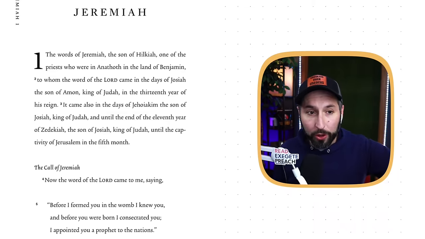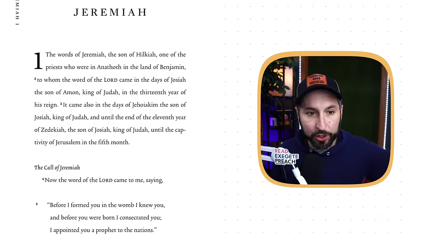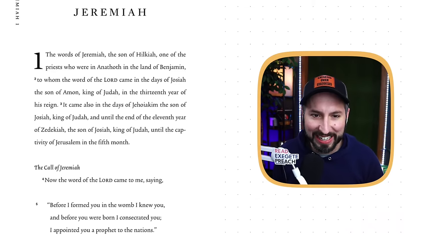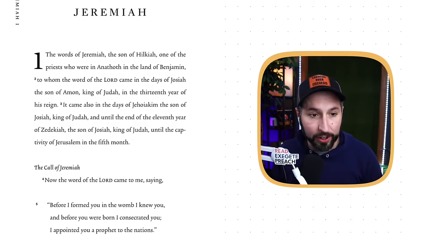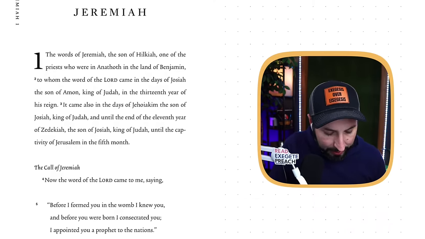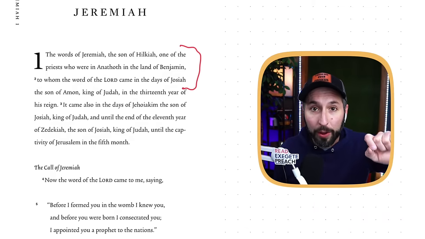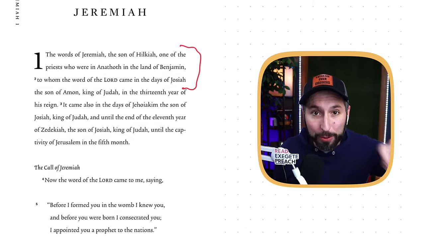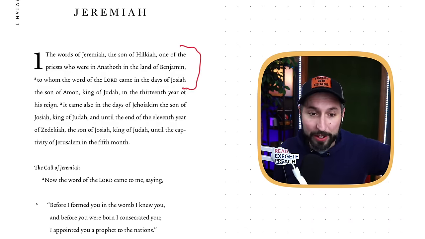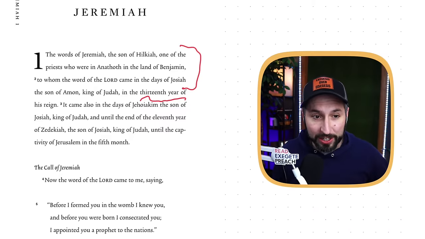Like, so if we go all the way to chapter one, it says the words of Jeremiah, the son of Hilkiah, and I'm going to say that wrong, one of the priests who were in Anathoth, the land of Benjamin, to whom the word of the Lord came in the days of Josiah, the son of Amon, king of Judah, in the 13th year of his reign, right? So all of that, I mean, this is an important thing to know when you're reading the Bible, okay? This right here, incredibly important. It literally sets the tone for what we're supposed to understand for the rest of the book. That, okay, this is who it is. This is who they're the son of. This is who's in charge at that point. This is who's king. Not only is this who's king, this is the 13th year of that king's reign. So all of these things are set up for us.